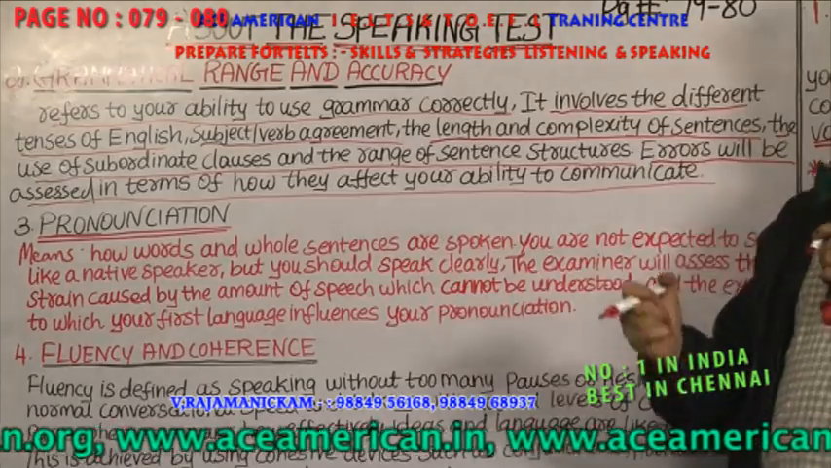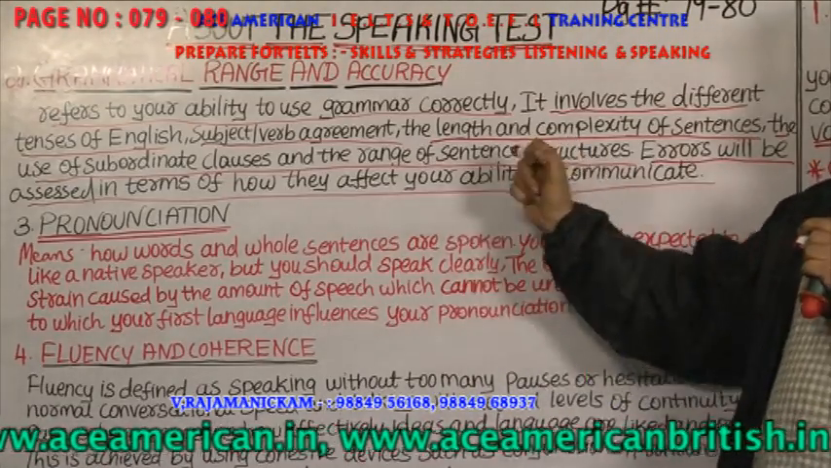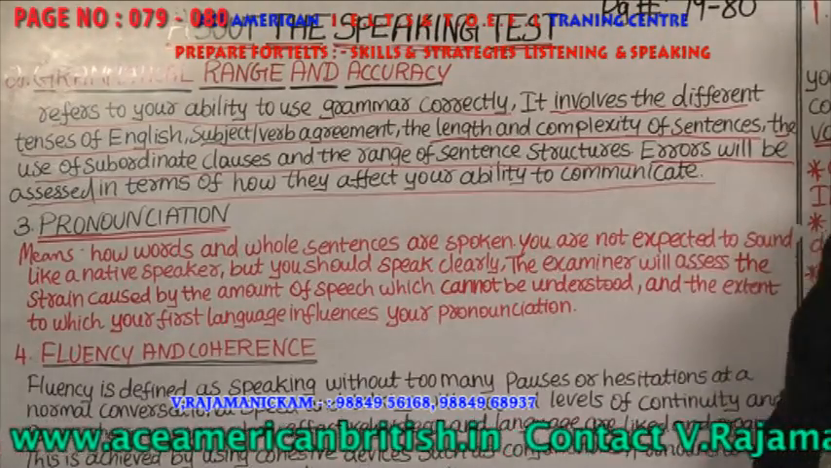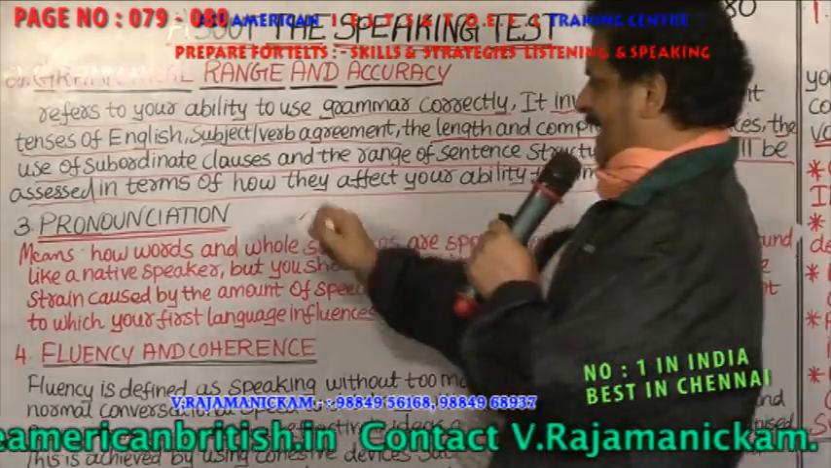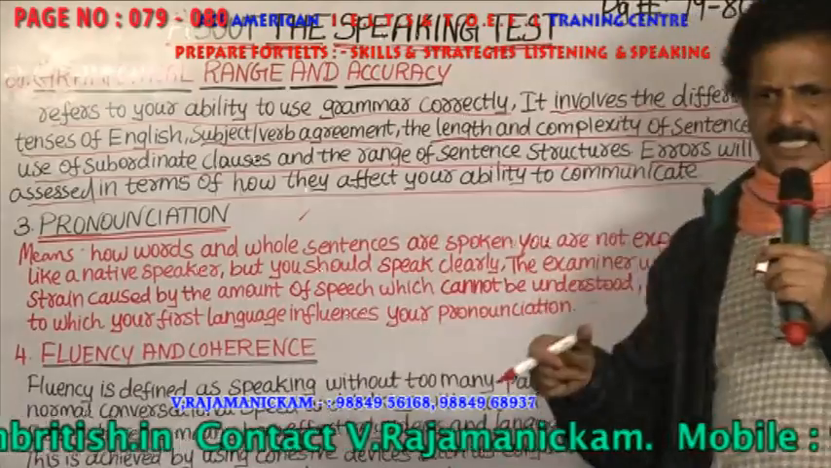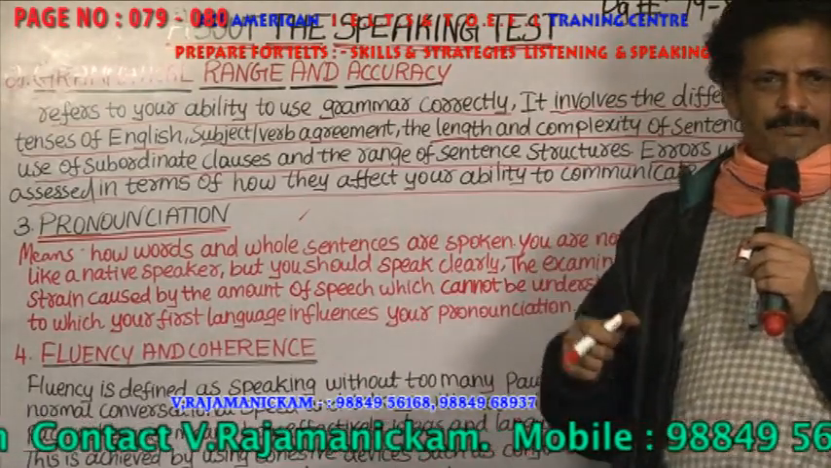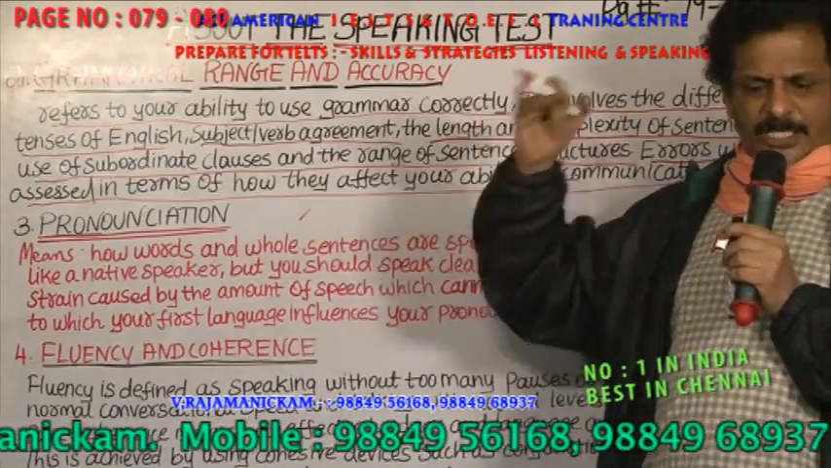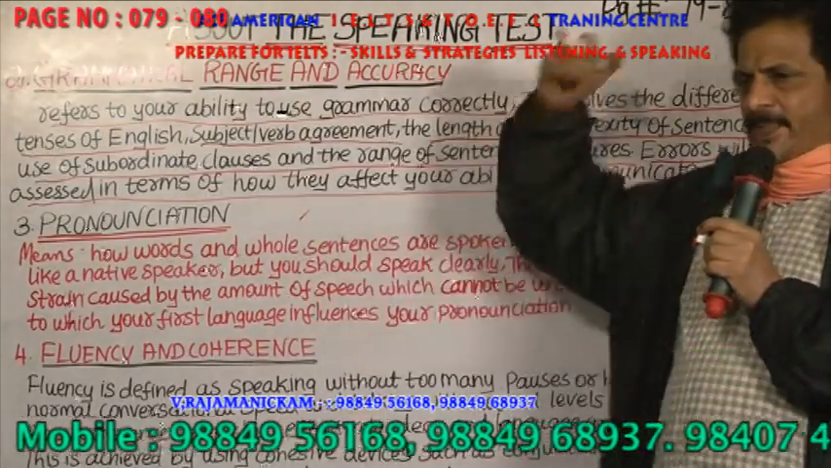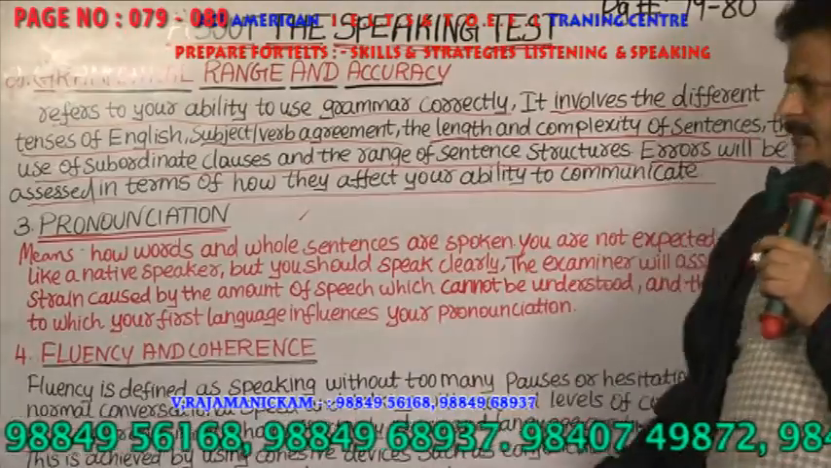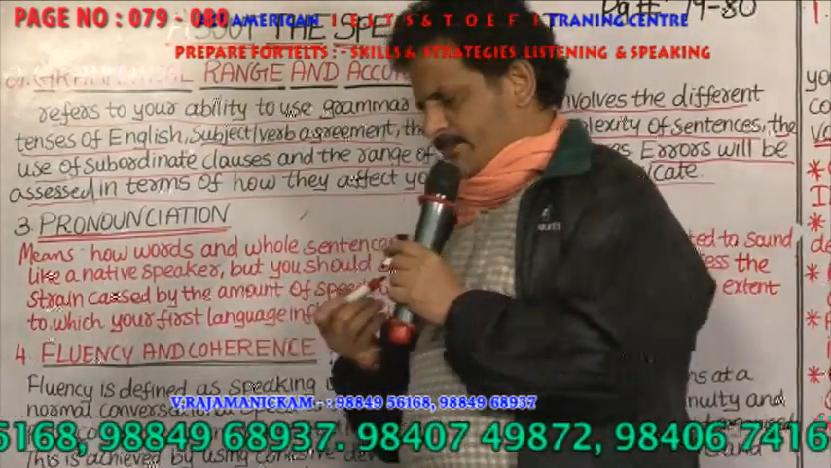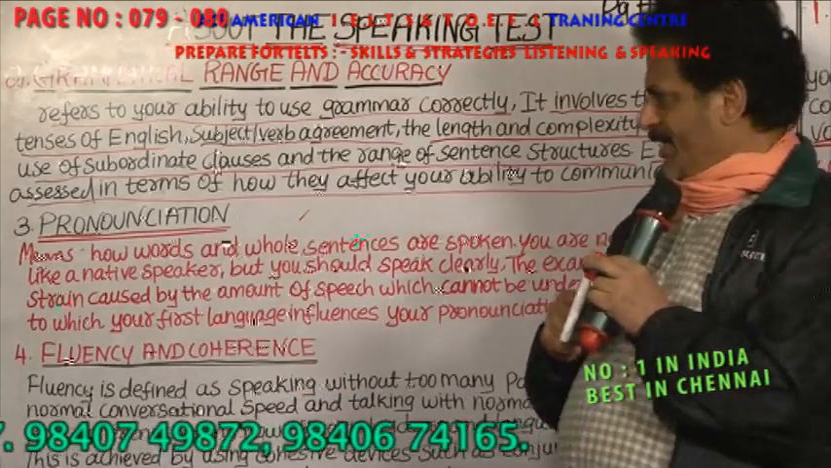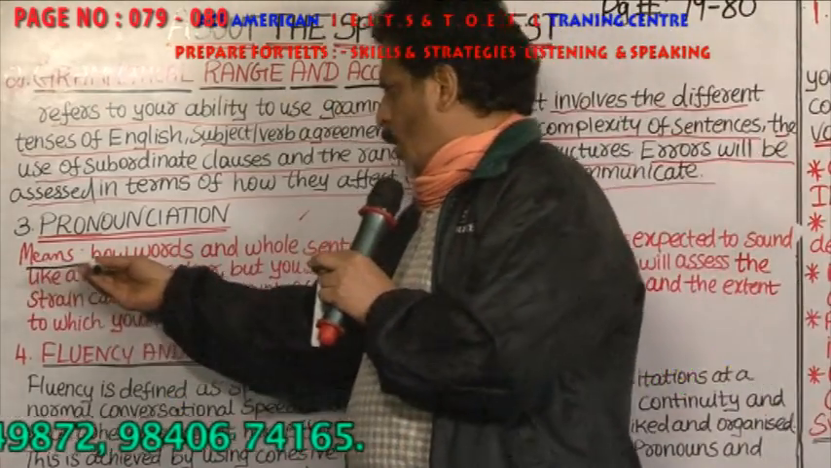Now coming to the third criterion in the speaking test. They give the score based on your pronunciation. First is word power, second is grammatical range and accuracy, third is pronunciation. What is pronunciation, sir? It means how words and whole sentences are spoken. How you speak the word, how do you pronounce the word?